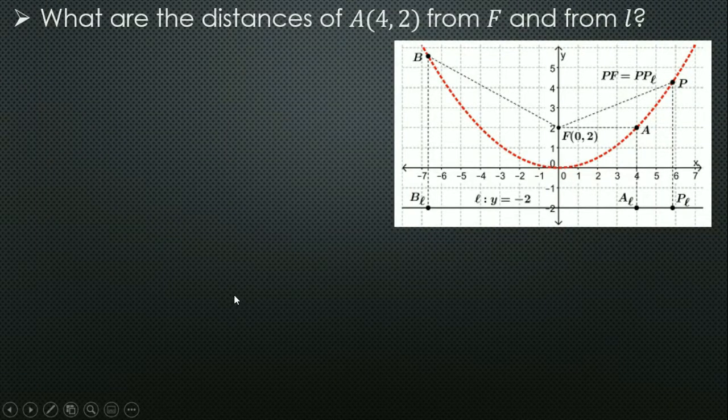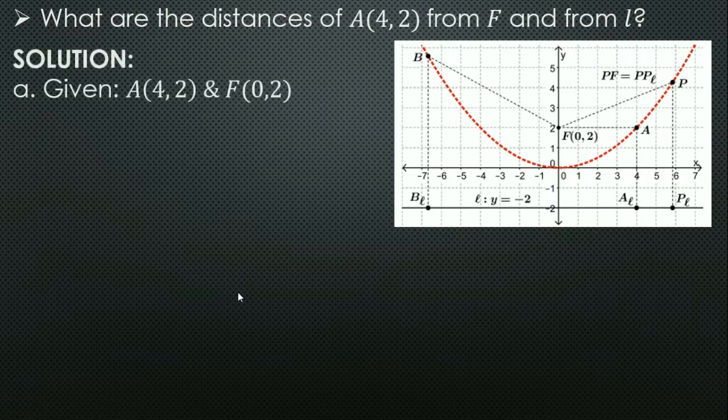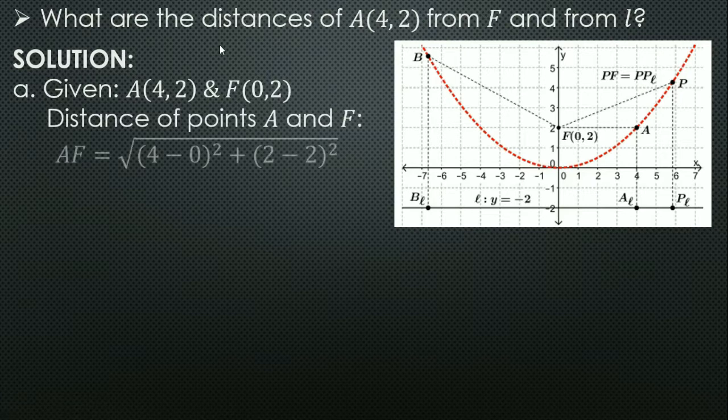What are the distances of A from F, and point A from line L? So solution, we have the given. First one, the distance between A and F. A has coordinates 4 and 2, and F has coordinates 0 and 2. We are looking for the distance. We will be using, of course, the distance formula. Distance of points A and F, we have AF is equal to square root of (4 minus 0) squared plus (2 minus 2) squared. So simplifying further, we get 4 minus 0 is 4 squared, and then 2 minus 2 is 0, kaya na-cancel na siya. And then, square root, tas square yung nasa loob, pwede natin i-cancel yan immediately, ang maiiwan ay 4.